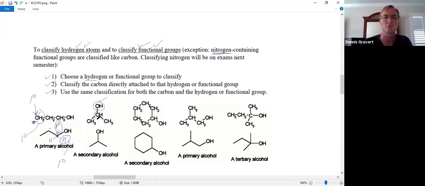Okay, carbon, where are your 4 arms, 4 bonds? Well, one's to the oxygen, skip it. One's to hydrogen, skip that. One is to this carbon down here, count that one. And one's to the carbon on the right, 2. That's it. This is a secondary carbon, making this a secondary alcohol.